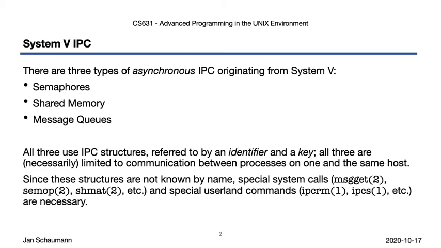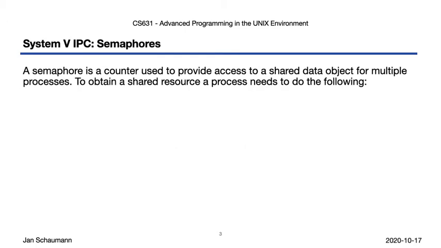So let's start our deep dive into System 5 IPC and begin with semaphores. A semaphore is really more of a locking or coordination mechanism to access a critical region, and you should be familiar with them from your operating systems class when you talked about concurrency and perhaps discussed the dining philosopher's problem.